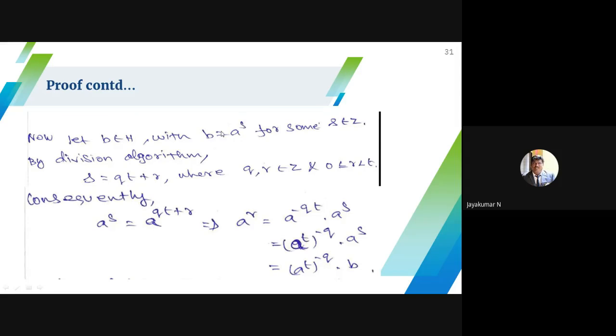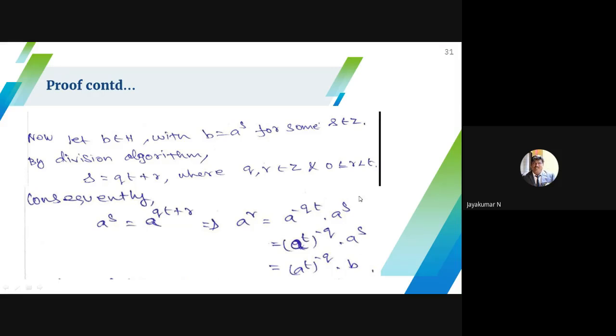Consequently, I can consider a^s. I can replace s as qt plus r. Then I can split a^(qt) into a^r. I can keep a^r on the right hand side, and keep a^(qt) on the left hand side. So a^r is equal to a^(-qt) times a^s. I can read a^(-qt) as (a^t) whole power -q, times a^s.